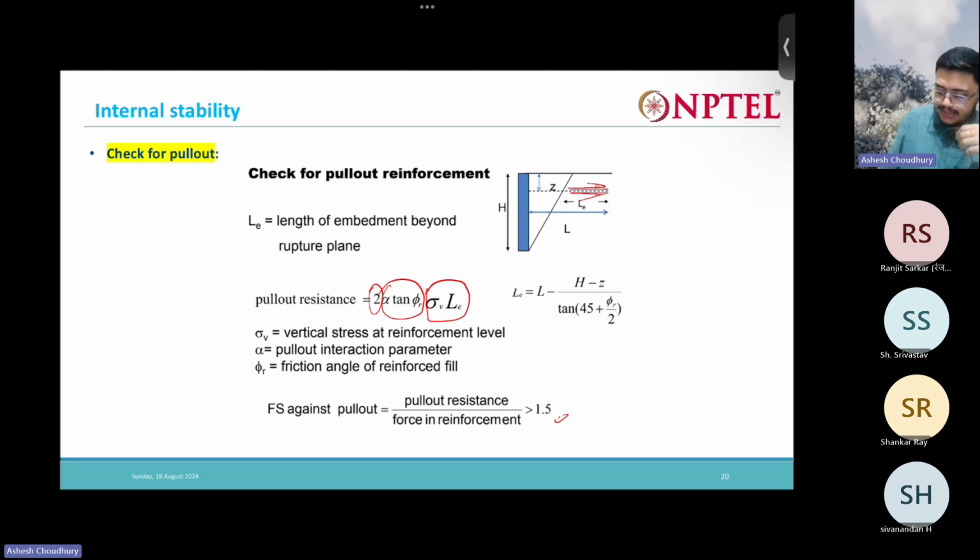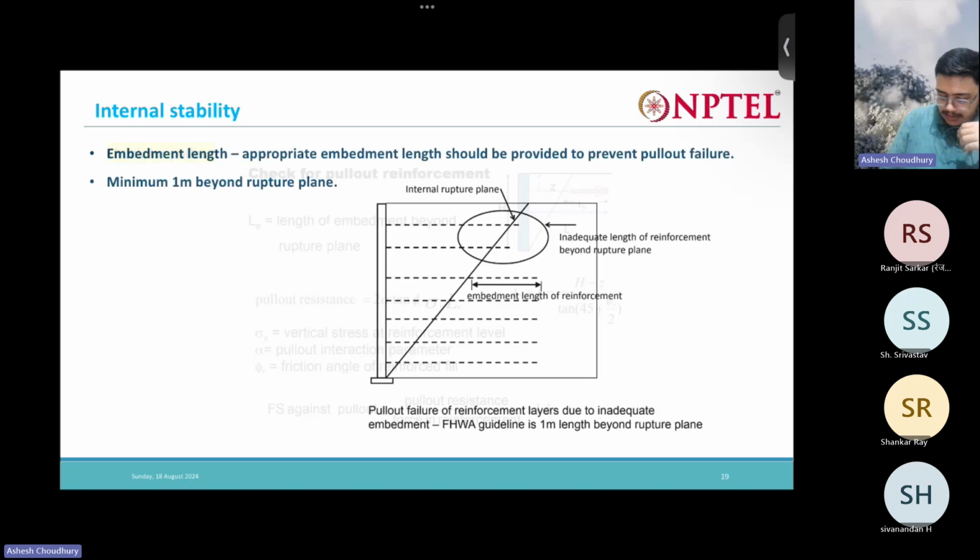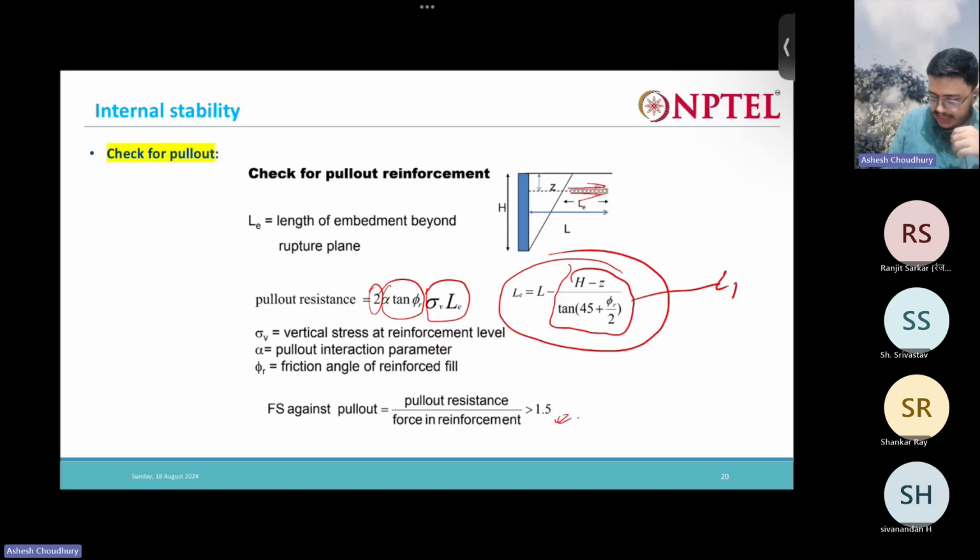So all these things. LE: L is the total length. This is L1 that I mentioned in the previous class, on the previous slide. This L1 is nothing but H minus Z by tan(45 + phi/2). This part is nothing but L1. We'll see that when you solve the problem, and it will be clear how to do it.